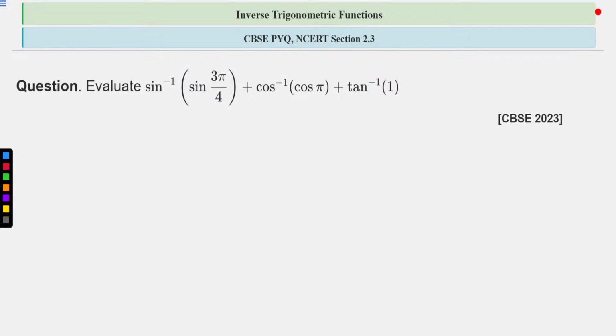And for the second expression, cos inverse cos pi, pi lies in the interval 0 to pi, so we can simply write the value. Also for tan inverse 1, we know the value. So by putting in all the values, you can easily find the value of the given expression. You have 10 seconds to solve or think about this question. After that, we will move to the solution part.